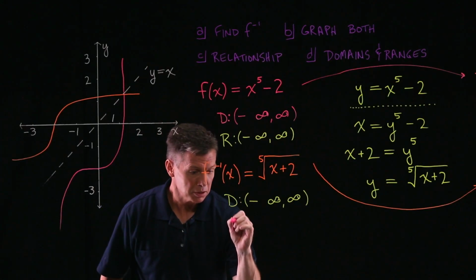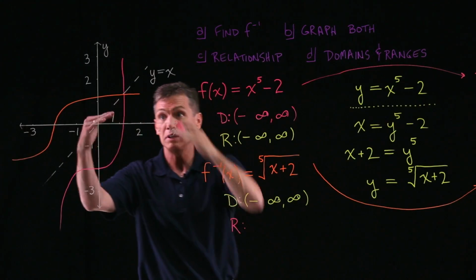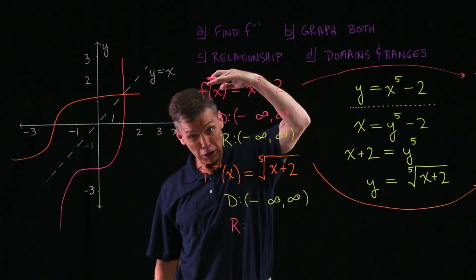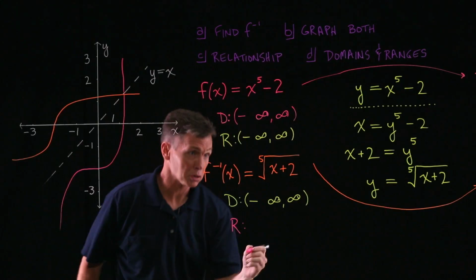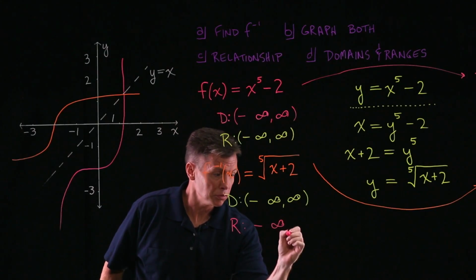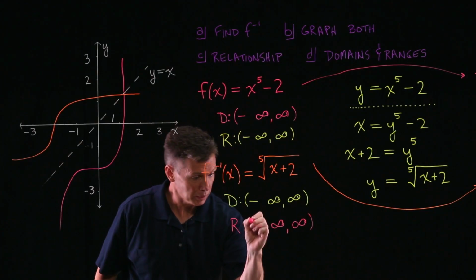And my range, if I look at the orange graph, it does actually go up, up, up very gradually, and it goes down, down, down very gradually. It's a negative infinity to infinity situation again. Okay.